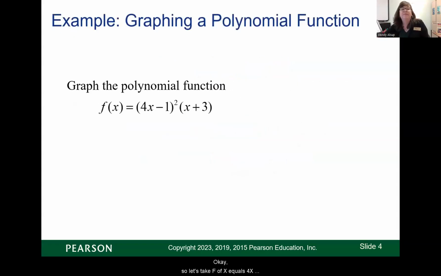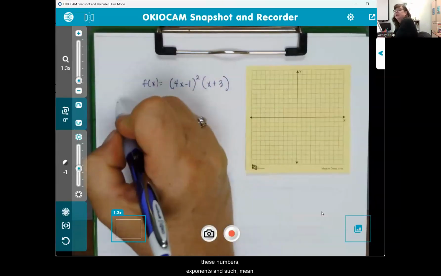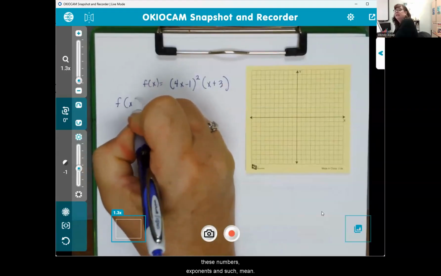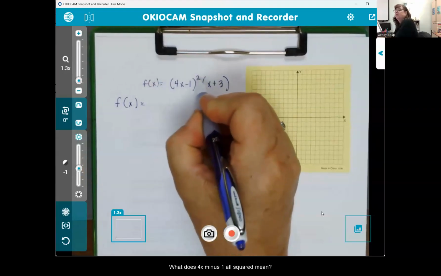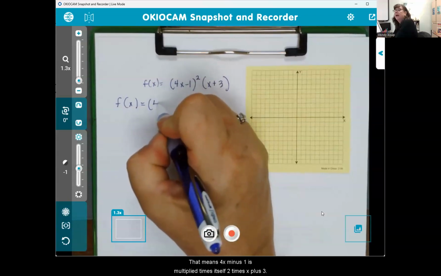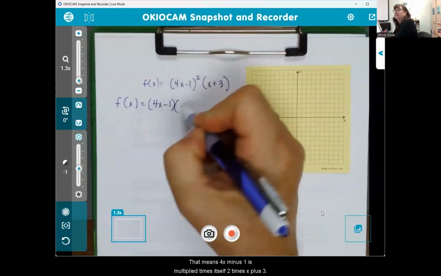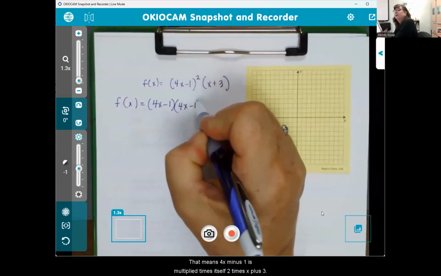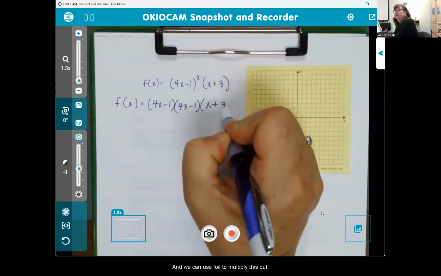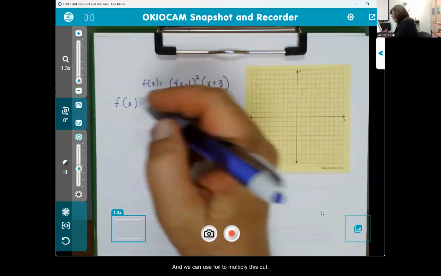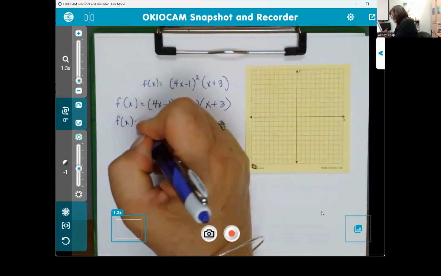So let's take f of x equals (4x minus 1) squared times (x plus 3), and let's just work through this. I have written it over here so that we can first think about what all these numbers and exponents mean. What does (4x minus 1) squared mean? That means 4x minus 1 is multiplied times itself 2 times, times x plus 3. And we can use FOIL to multiply this out.